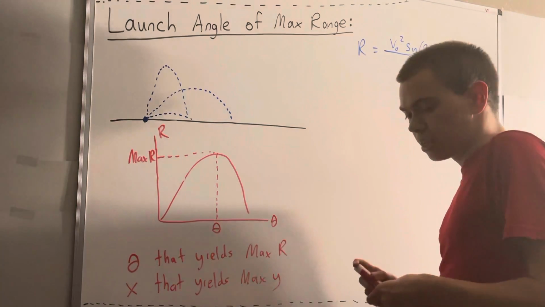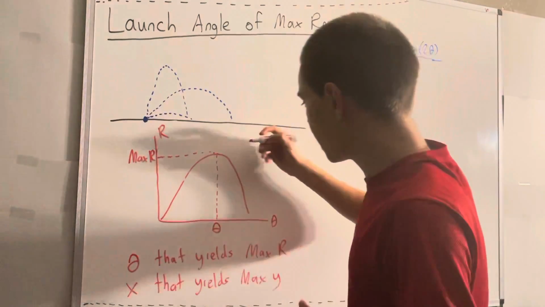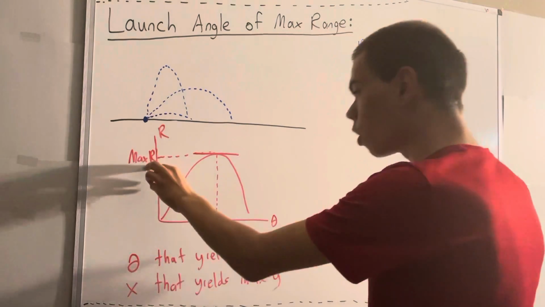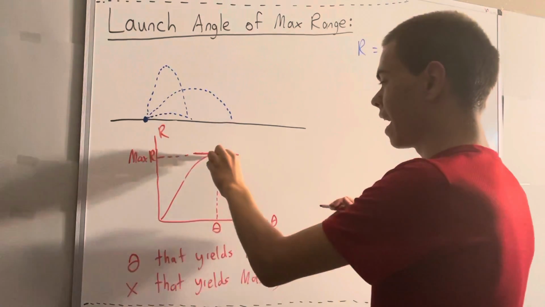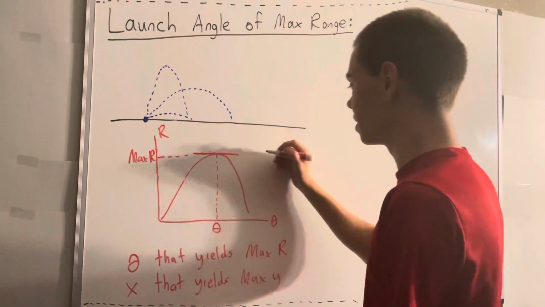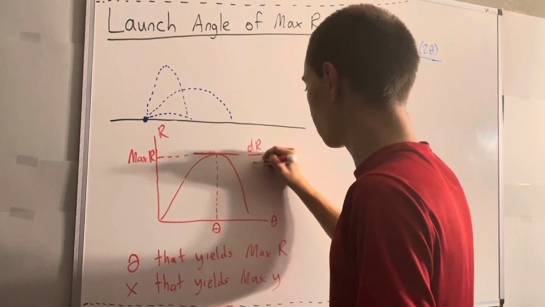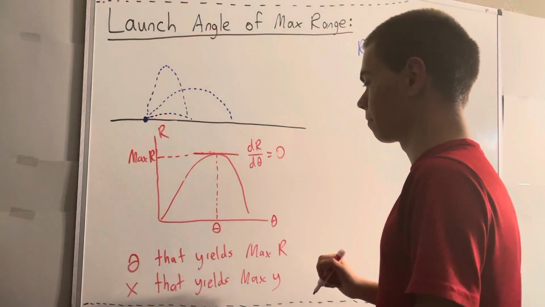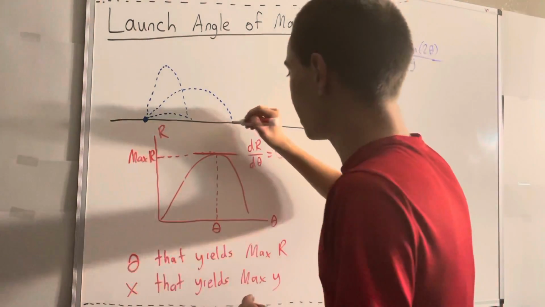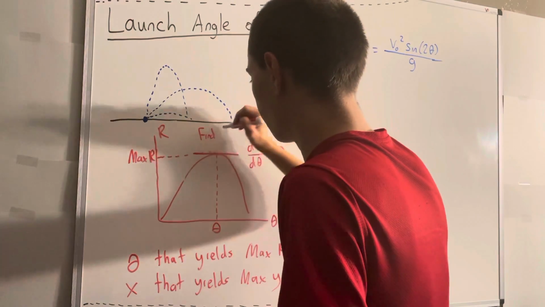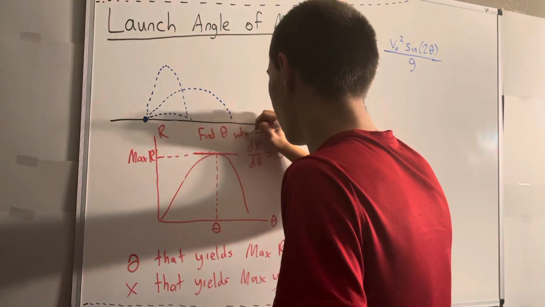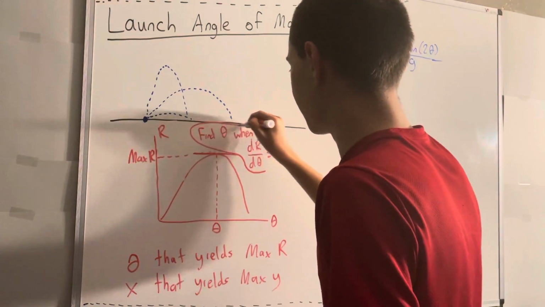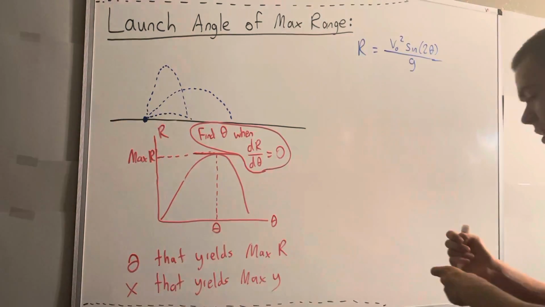And so notice how the slope of the tangent line at the maximum range is equal to 0. So the derivative of R with respect to theta at this point right here, at the maximum range, is equal to 0. So the derivative of R with respect to theta is equal to 0. And so basically, what we have to do is we have to find theta. We have to find the launch angle when dR over d theta equals 0. And so this right here is the whole idea of what we're trying to do. And that's pretty much it.